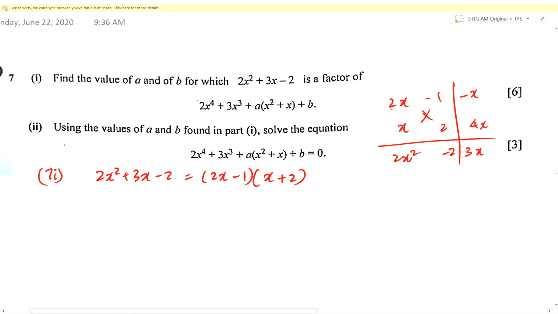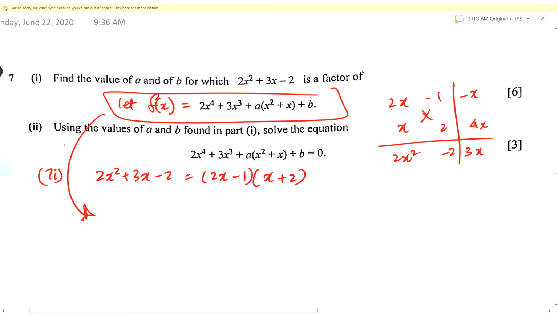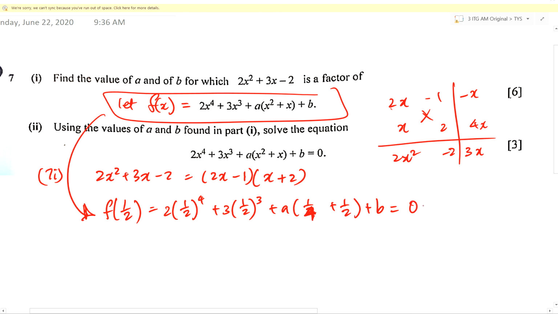Presentation wise, since we are going to be doing all this substitution, I think it is convenient for us to let f(x) equal this. Okay, you copy this down in your answer space. So let f(x) be equal to that. We know that when we substitute half, we will get 0. So 2 times half to the power 4, plus 3 times half cubed, plus a. Actually, we can start evaluating: 1/4 plus half plus b. This is equal to 0. That is equation number 1. From this equation, I have one unknown a, one unknown b as expected.